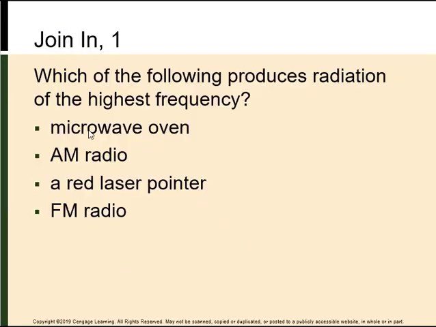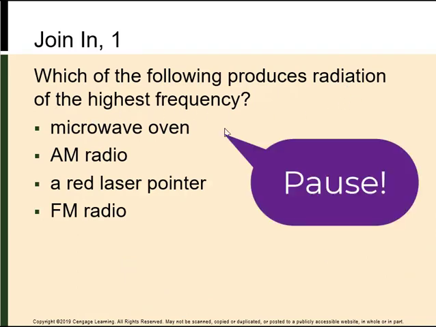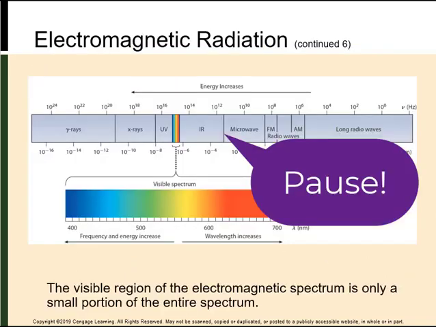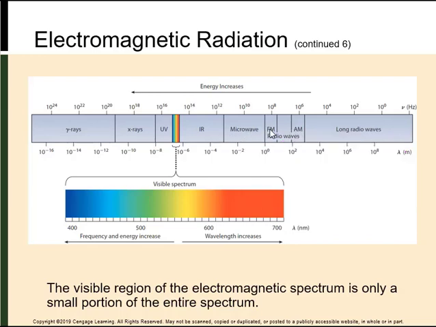How about this? Which of the following produces radiation of the highest frequency? We had microwave, AM, FM radio, or red laser pointer. Frequency and energy increase as we move to the left across the spectrum. We've got AM, we've got FM, we've got microwave, so our red laser pointer should be our answer.